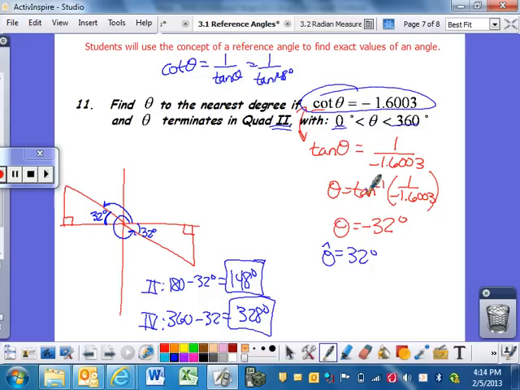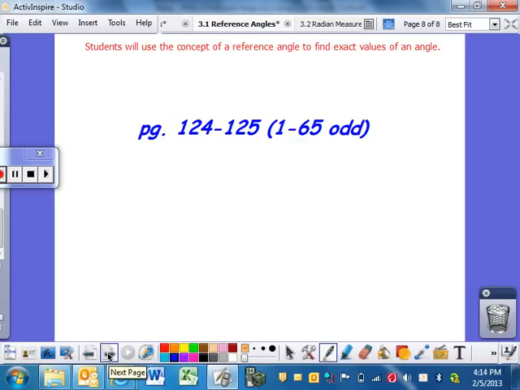So there is our snapshot and talk about reference angles. We will be using these literally through the rest of the year.